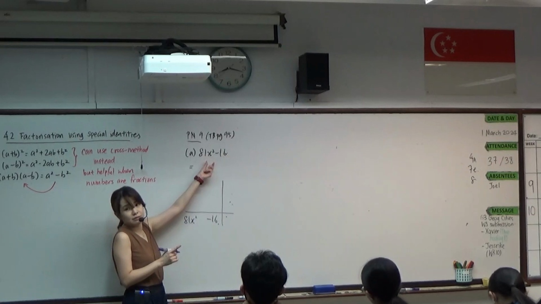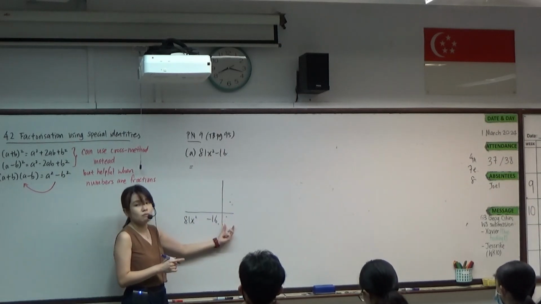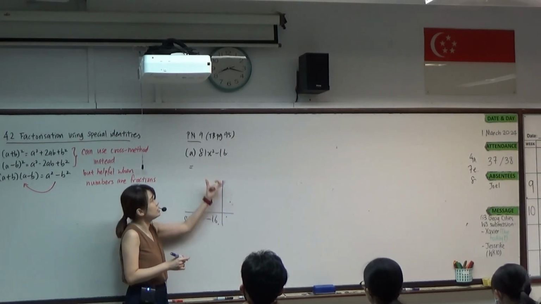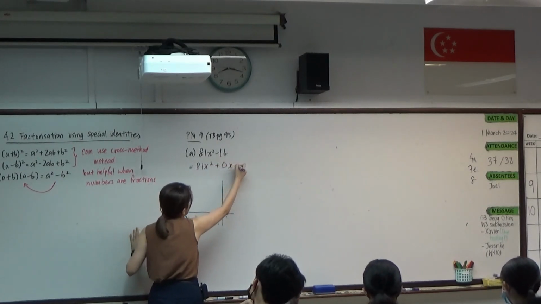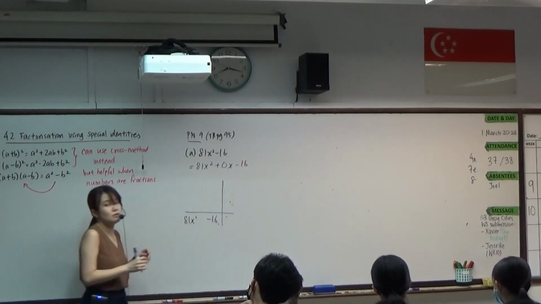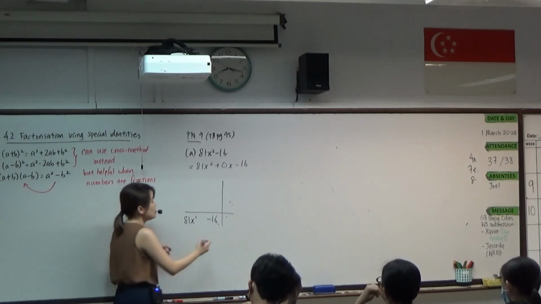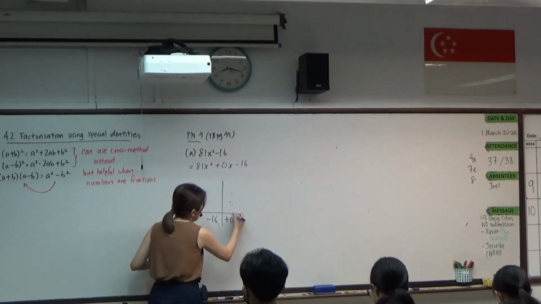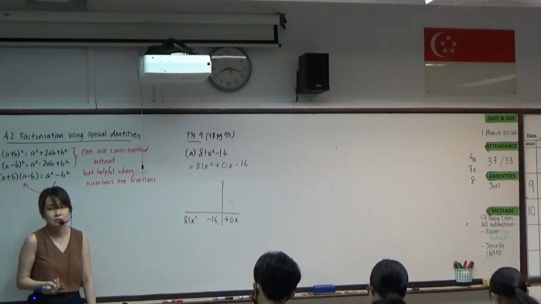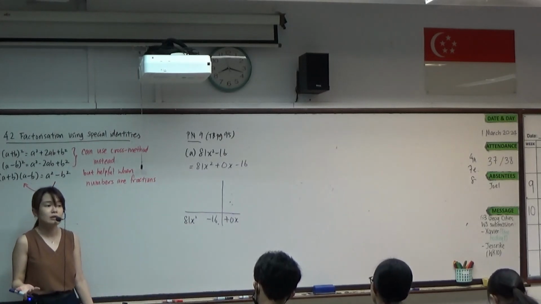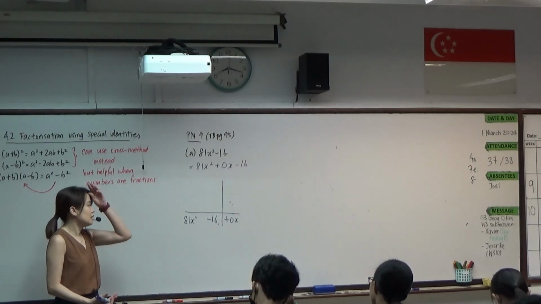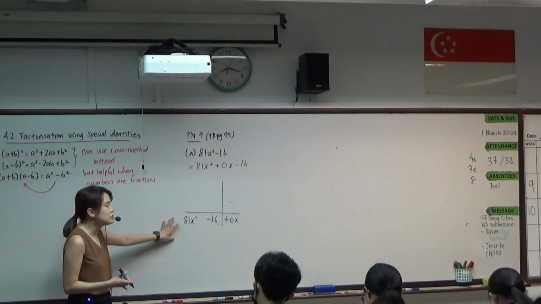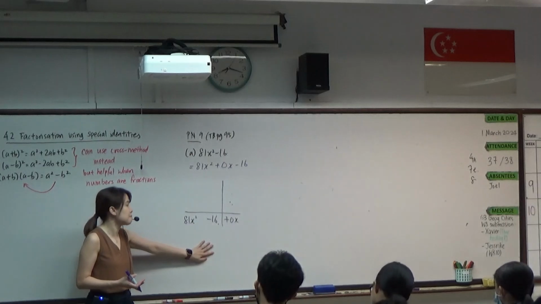But that isn't here. So what am I going to write over here? Actually, it is just that it is not clearly written out. It is a plus 0x. So you will write here a positive 0x, because 0 times x is 0. We usually don't need to intentionally write in the plus 0. So if I were to use the cross method, this will be how it looks like.